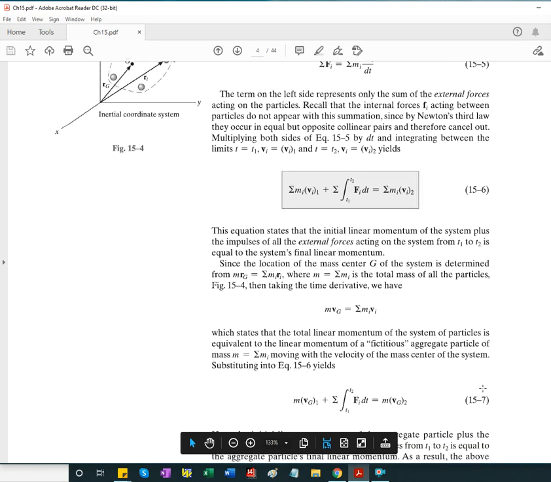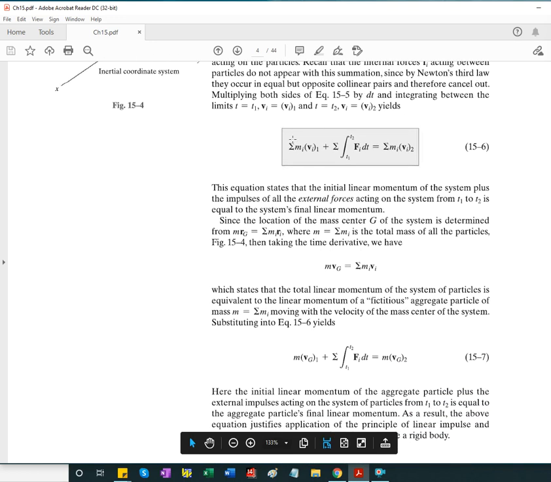Okay, and we can study systems of particles through their center of mass. So the linear momentum of the center of mass of the system of particles initially plus this integral, which is linear impulse of external force upon the system, equals linear momentum of the center of mass at the end, or at time 2.